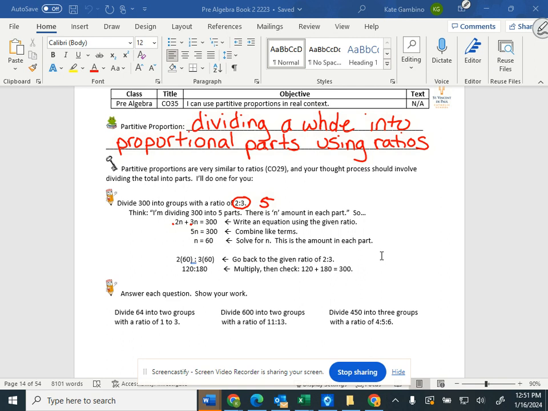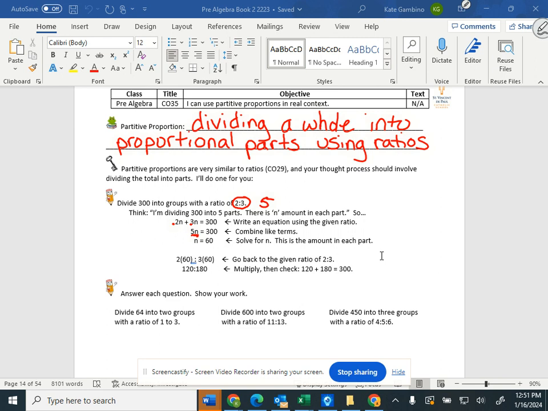Now we're going to combine those like terms. I gave that to you as a Khan Academy, combining like terms. If we have a positive 2n and a positive 3n, we get 5n. That's 2 plus 3 is 5, and they are all n. So we can combine those like terms, and now we're going to solve it for n. This is that one-step operation.